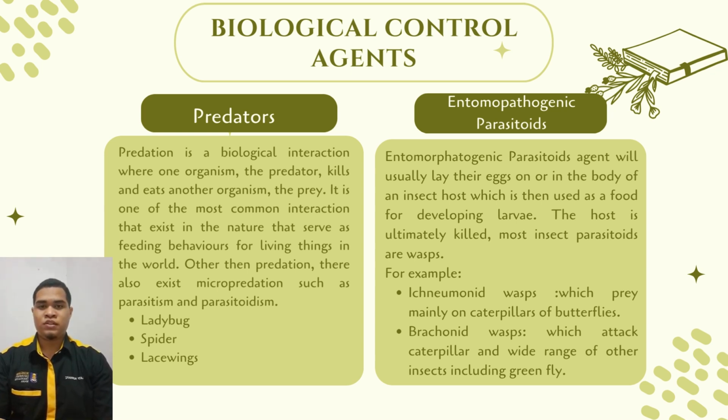Next, I will explain about parasitoids. Entomophagous parasitoid agents will usually lay their eggs on or inside the body of an insect host, where they will serve as protection and feed for the parasitoid's larvae. The host will ultimately be killed when the larvae are fully matured. The most common entomophagous parasitoids used in agriculture are the Ichneumonid wasp, which preys mainly on caterpillars of butterflies, and Braconid wasps, which attack caterpillars of a wide range and other insects including green fly.